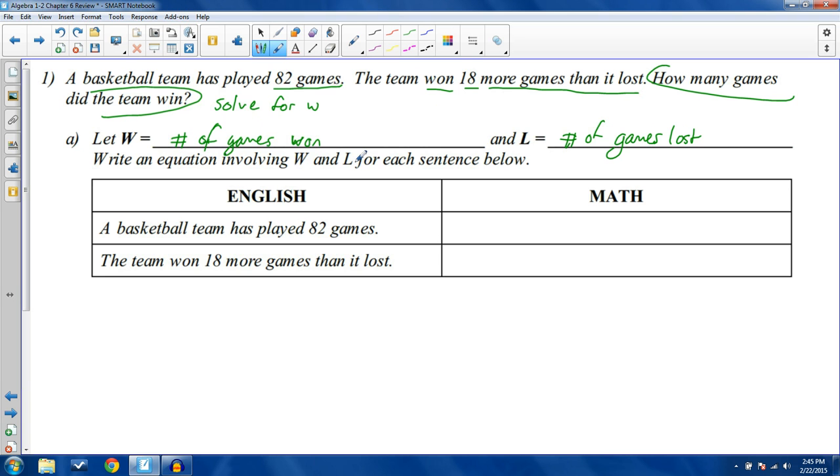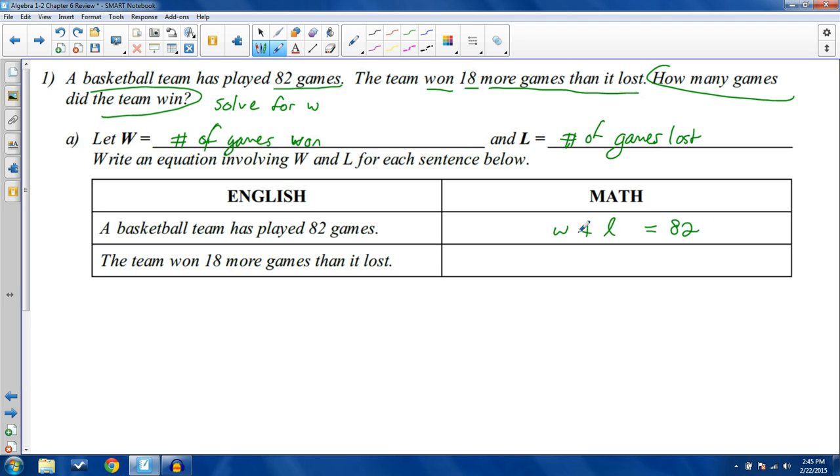Write an equation involving W and L for each sentence below. So here's what they do, and you're not always going to get this on your word problems, especially on your test. It won't tell you to write an equation based on this. You're going to have to know. So a basketball team has played 82 games. The math is that we can add up our total number of wins and losses, and we get 82. Because W is in terms of games, L is in terms of games, and games plus games equals games.